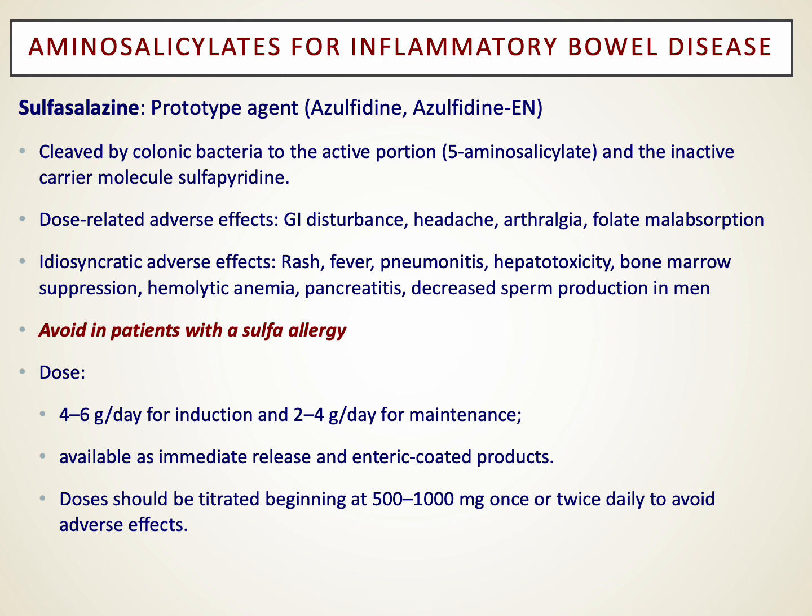They would particularly worry about, in those cases, a more severe hyperimmune response associated with that. So we would avoid sulfasalazine with folks with a sulfur allergy. Typically, we give a pretty good dose of these agents. Usually, sulfasalazine is dosed at 4 to 6 grams a day for induction, and then for maintenance, 2 to 4 grams a day. There are lots of different formulations available, immediate release and enteric-coated products, and we look at titrating these over a couple of weeks to get to the optimal therapy for a patient that they can tolerate.